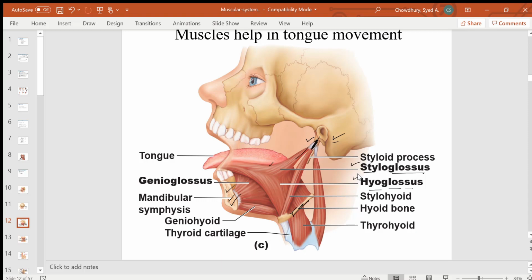So just know that most of the tongue muscles end with the word glossus. In your exam, if I ask you which one is a muscle to move the tongue, if you see glossus at the end, that is of course a muscle to move the tongue.